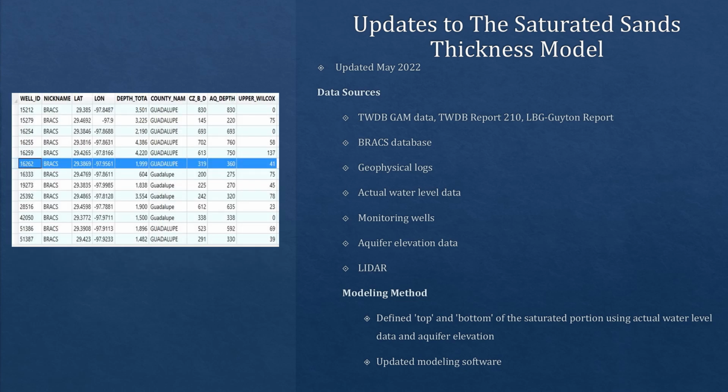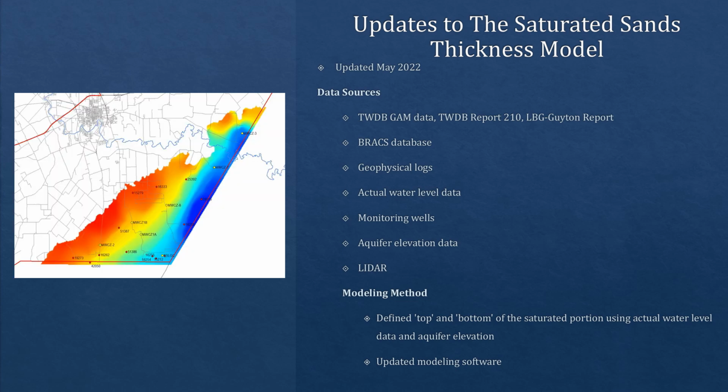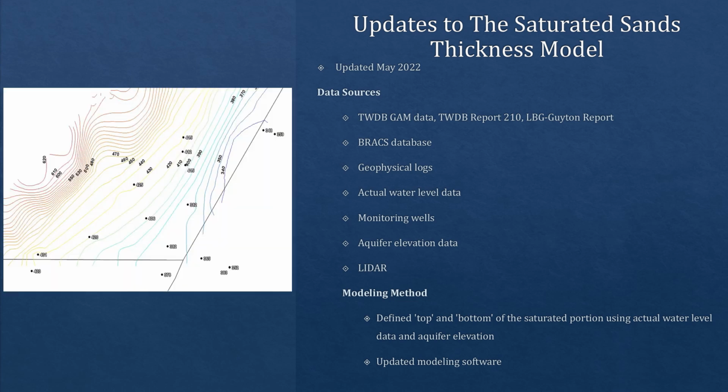Actual water level data was instrumental in defining the top of the saturated portion of the aquifer, marking the beginning of groundwater saturation. The District's 6 monitoring wells drilled, logged, and completed by November 2020 were integral to the data collection of water levels. The aquifer elevation data helped determine the bottom of the saturated portion of the aquifer. By defining this lower boundary, the model could calculate the saturated sand thickness of the aquifer.